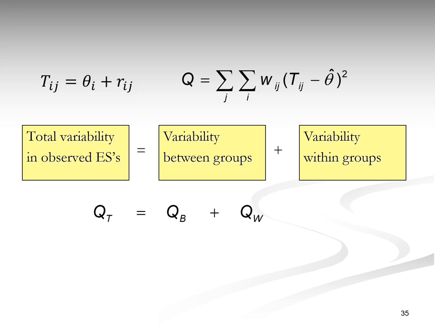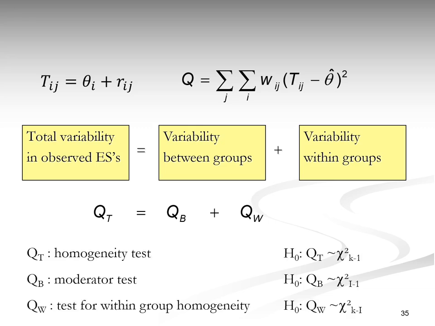So we can split the Q statistic that we have seen before in two separate Q statistics. And I will give the formulas on the next slide. But note that each of these Q statistics follow a chi-square distribution. So if we use this Q total and compare it to a chi-square distribution, then we are performing a homogeneity test, the same test as the one that we have done before.